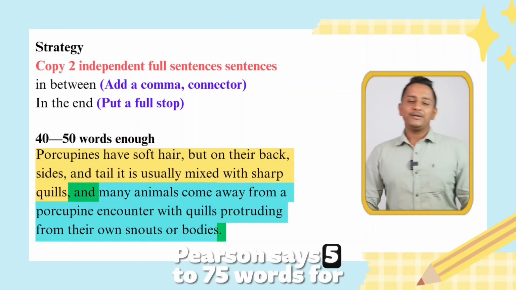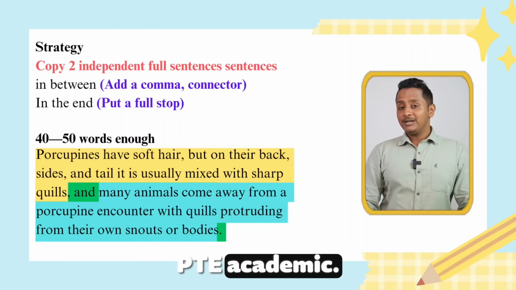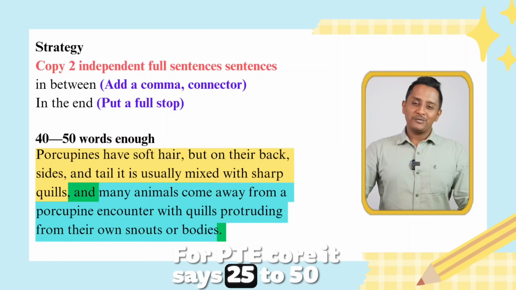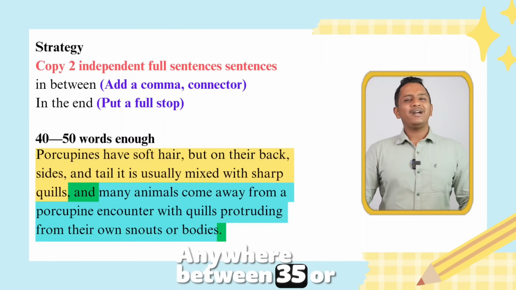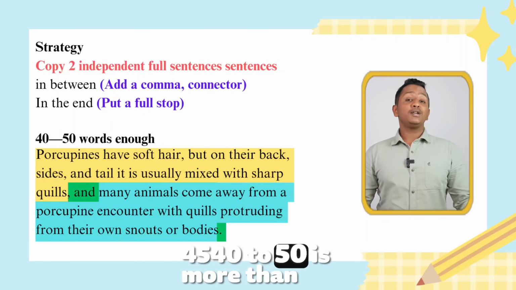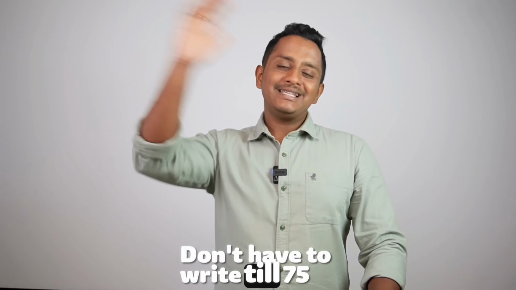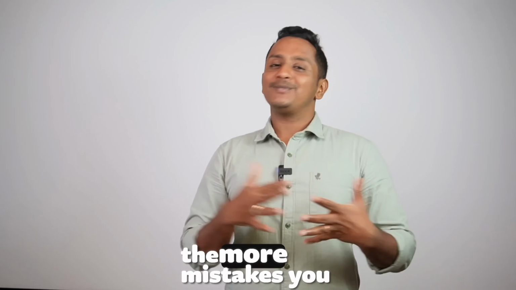Pearson says 5 to 75 words for PTE Academic. For PTE Core, it says 25 to 50 words. Anywhere between 35 or 40 to 45, 40 to 50 is more than enough. Don't have to write till 75 words. Remember, the more you write, the more mistakes you make.